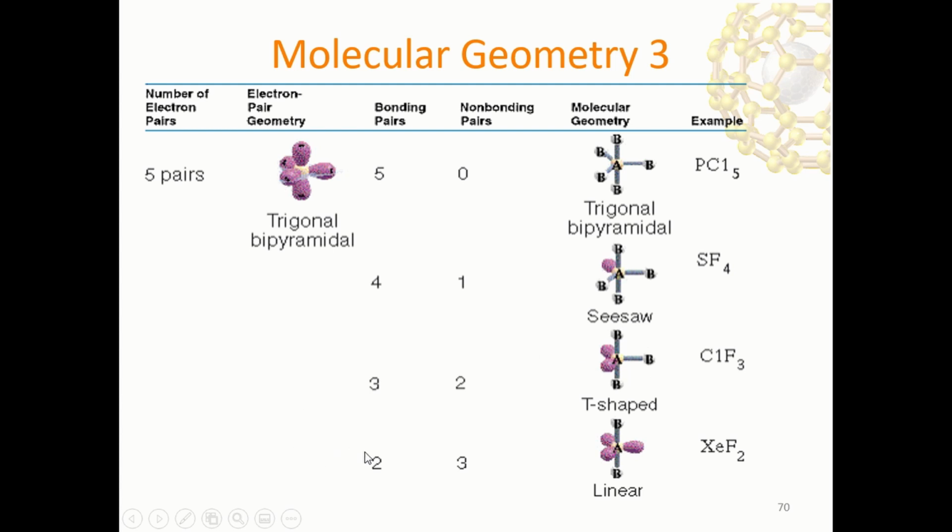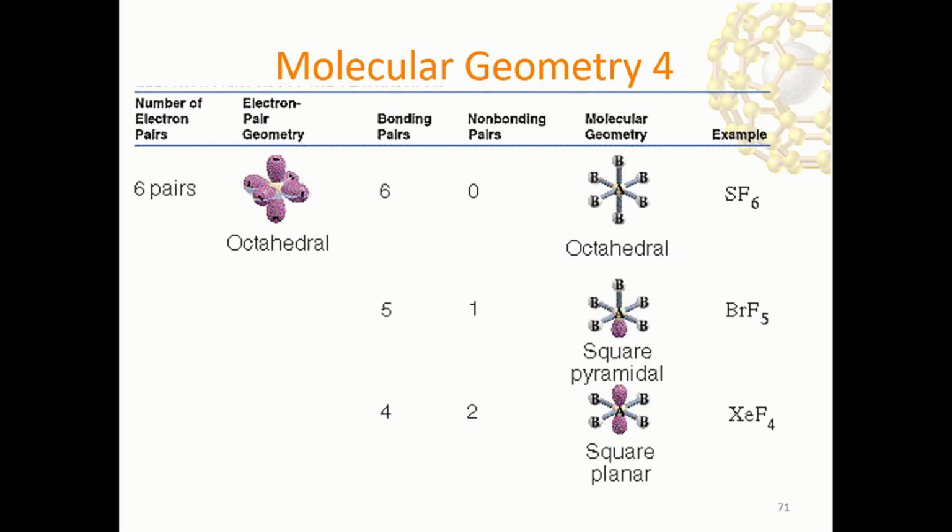And if you have 2 bonding, but you have 3 non-bonding, then you end up with a linear shape. And here are a few examples just going through this. Okay. And then finally, if we have 6 pairs of electrons, they arrange in an octahedral shape.